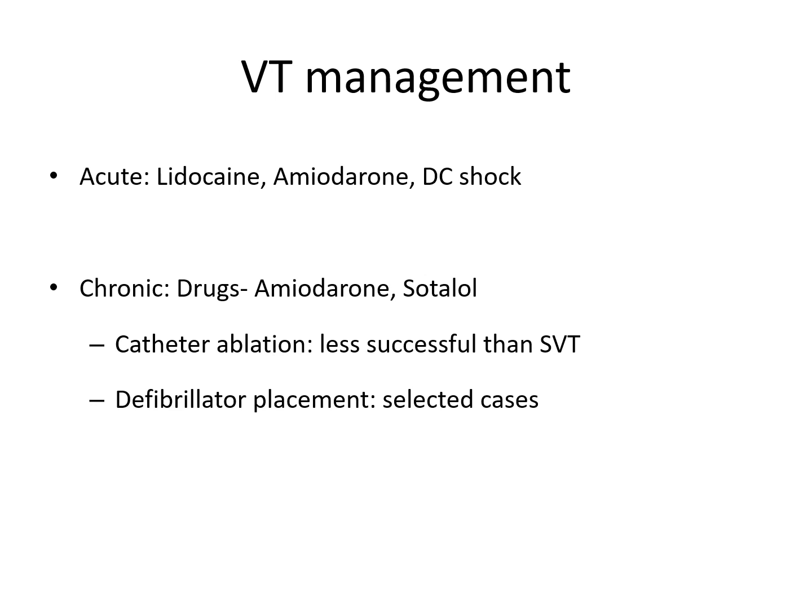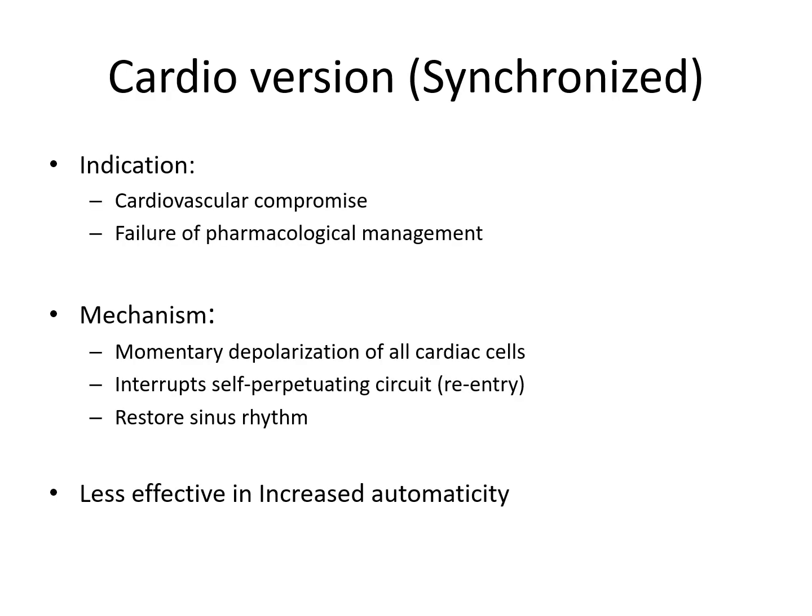Briefly about synchronized cardioversion. What are the indications? The first and foremost important indication to understand is cardiovascular compromise. The second indication would be where pharmacological management fails. Mechanism: synchronized cardioversion momentarily depolarizes all the cardiac cells and thus interrupts the self-perpetuating re-entry circuits and restores the rhythm back to sinus. It is less effective in arrhythmias which occur due to increased automaticity.